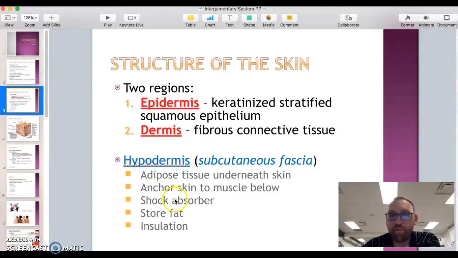It's a shock absorber. This is what makes it so that when you run into a table or something, you don't do major damage to your body, because you have this fat that's like a shock absorber. It helps with insulation and stores fat, which is important for storing energy for you.